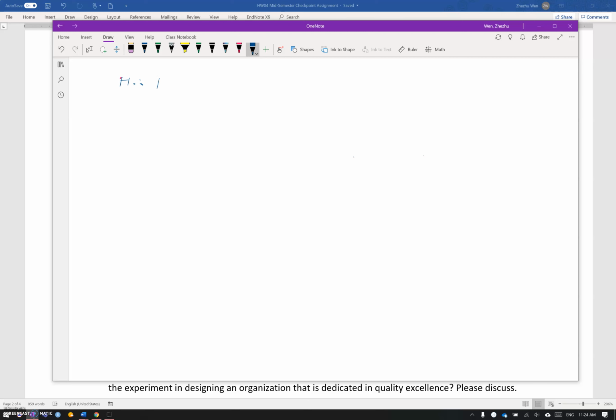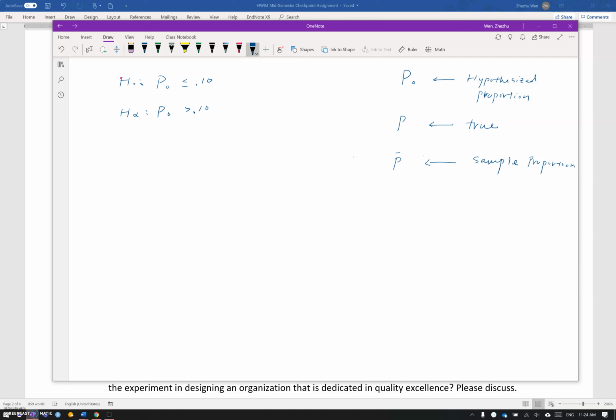For simplicity, let me just write down all the conditions. For the null hypothesis, the population proportion is less than 10%. Alternatively, it is not 10%. You may have noticed that I'm using P0. This is the hypothesized proportion. Of course, P is the true proportion and P bar is the sample proportion.